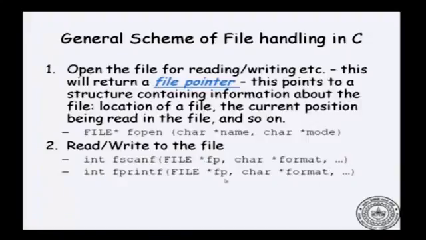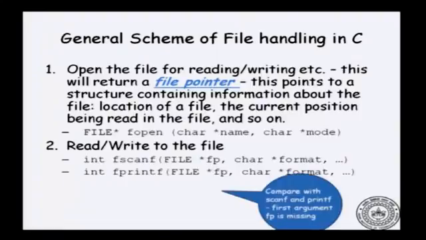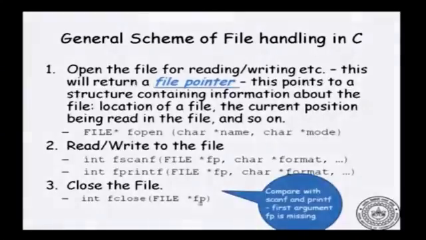So the difference here is that whereas scanf and printf started with the format specifiers, we have an additional file pointer in the beginning. Compare with scanf and printf, the first argument fp is missing. This is because scanf just assumes that the file it has to read from is the standard input, and printf assumes that it has to print to the standard output. And to close the file, you say fclose fp.